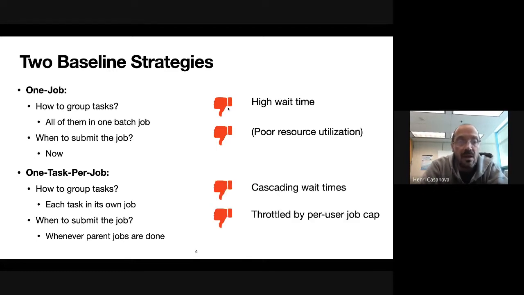And the one task per job strategy is not great either. It has cascading wait times because while the task is running, competing jobs arrive from other users. And so next time, when you submit your next task, you may have a lot of wait time. And also you're throttled by the per user job cap. If your machine says you can only have 16 jobs in the system and you have 1,000 tasks that can run in parallel, then you're throttled at running only 16 of them at a time. So those two approaches are simple, but they have pretty clear drawbacks.